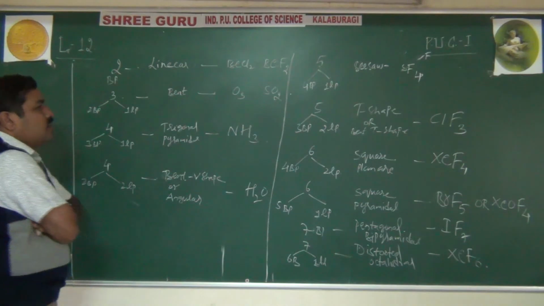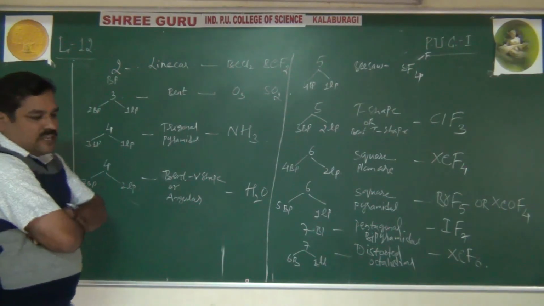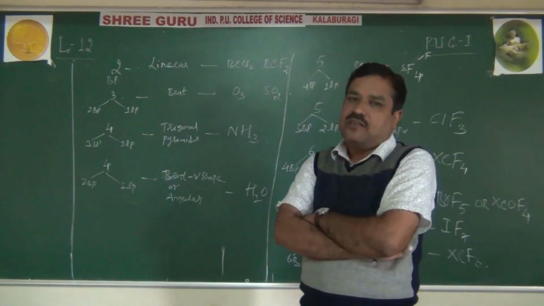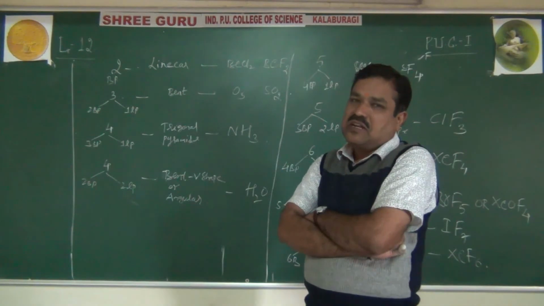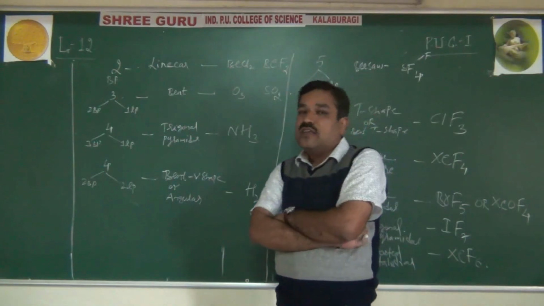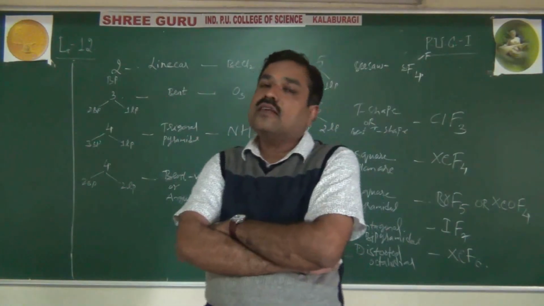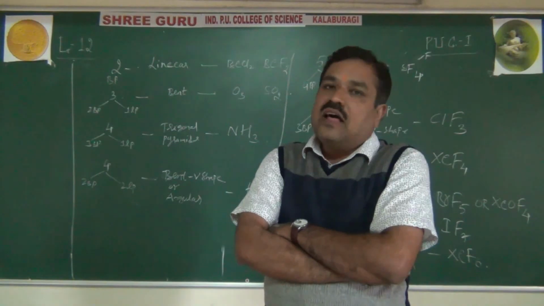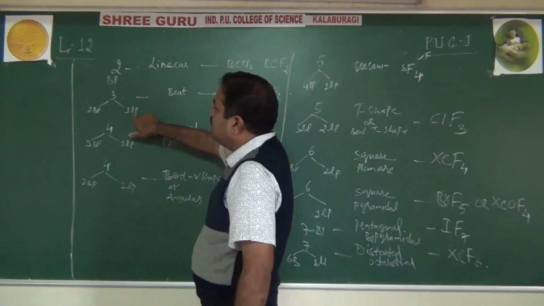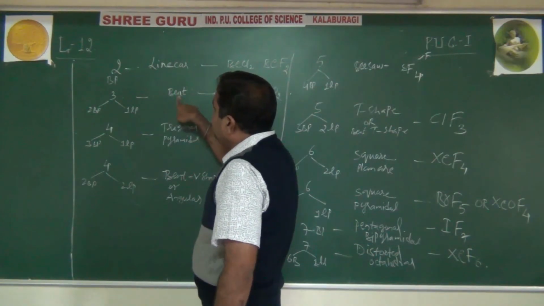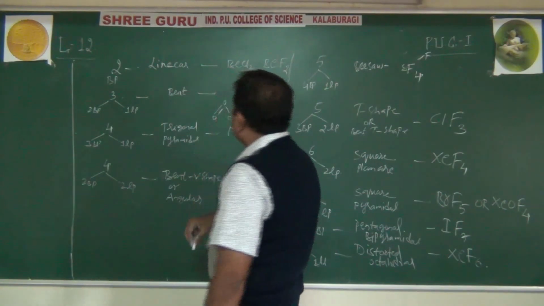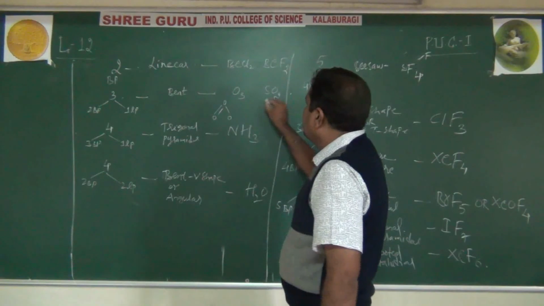I'm repeating, students, once again. Just listen very carefully. If all are bonding pairs, then linear geometry remains the same, shape remains the same. If 3 electron pairs are there and all are bonding pairs, then the geometry should be triangular planar. But if there are 2 bonding pairs, 1 lone pair, then due to this lone pair there is deviation from triangular planar to bent shape. Ozone, see, it is seen like this. And SO2 also like this.